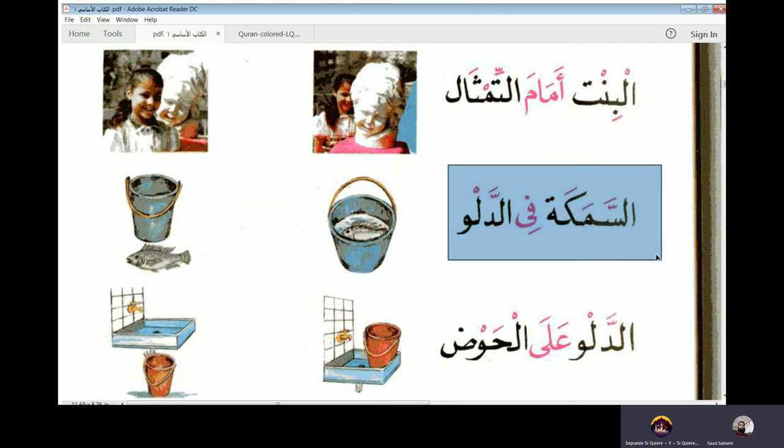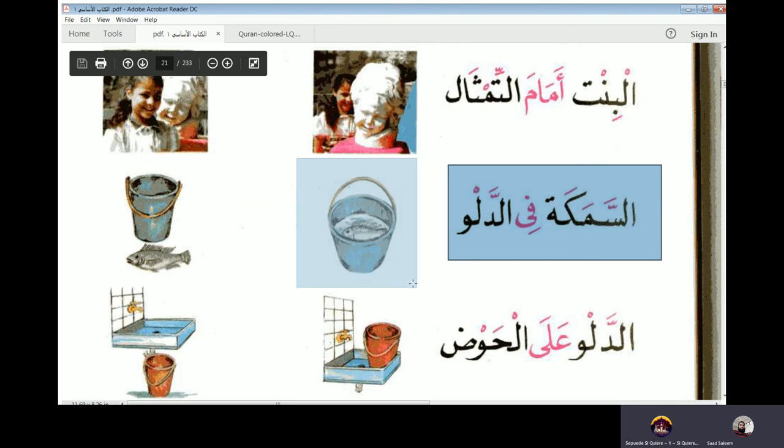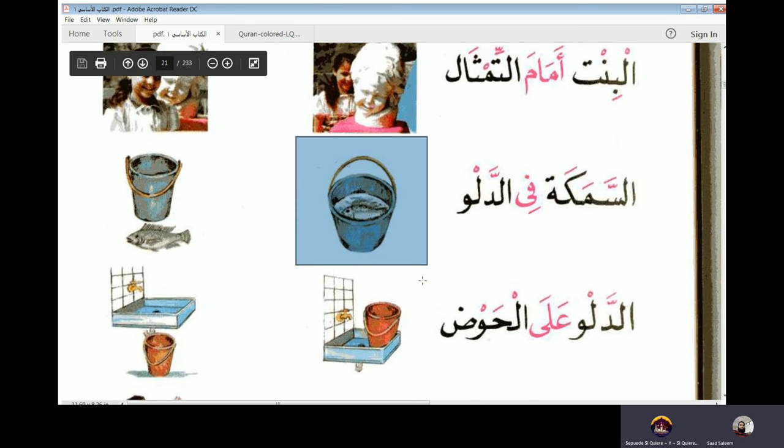Fidalvi. Good. Asamakatu fidalvi. The fish is in the bucket. Good. Which picture is correct? The picture on the right. Okay. The first picture.